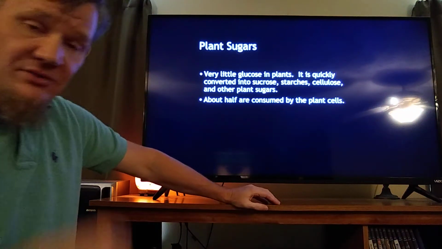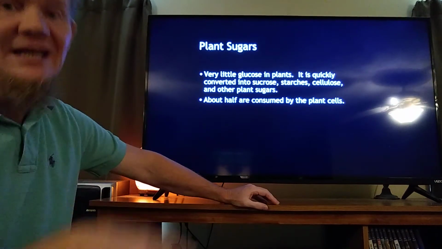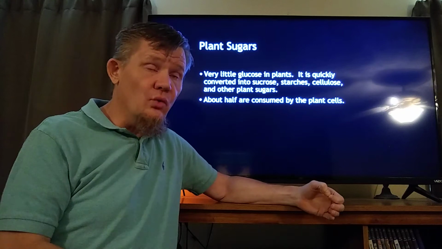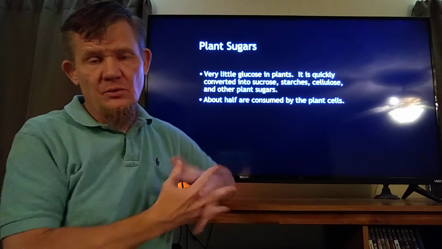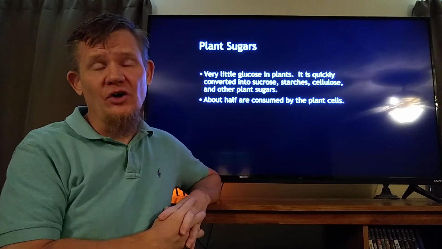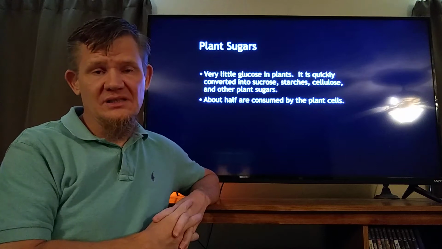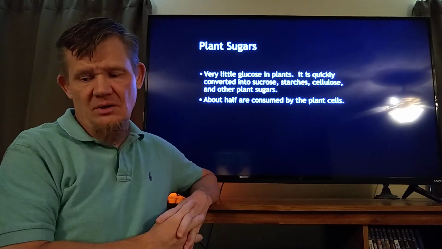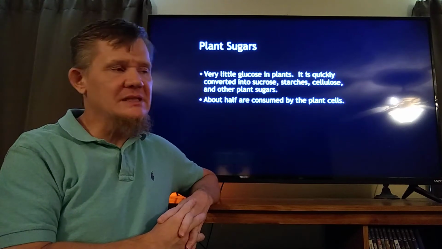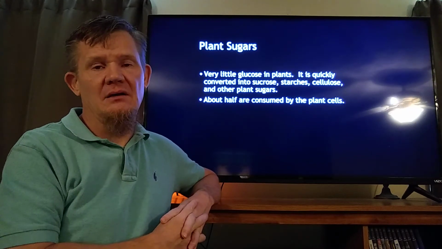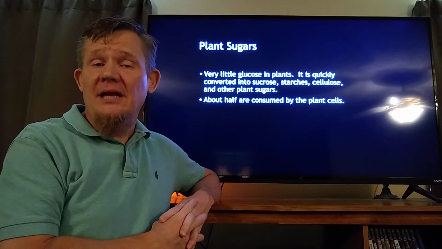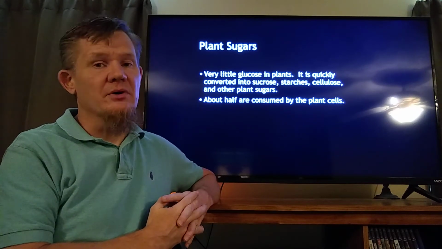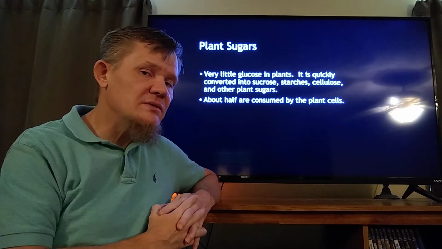The funny thing is there's actually very little glucose in plants. The reason why is that glucose does not transport or store very well. So what the plant does is the plant will turn that glucose into more easily transportable sugars like sucrose. Sucrose transports really easy, much easier than glucose does. The plant will also convert that glucose into starch. Starch, remember, is long-term energy storage for plants.